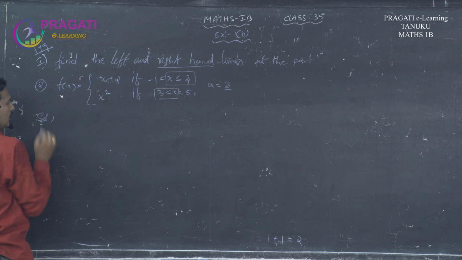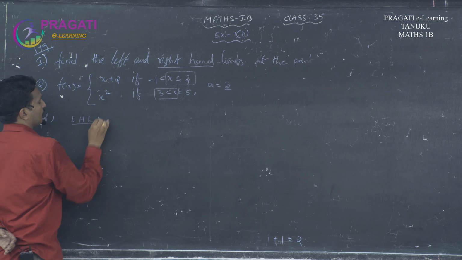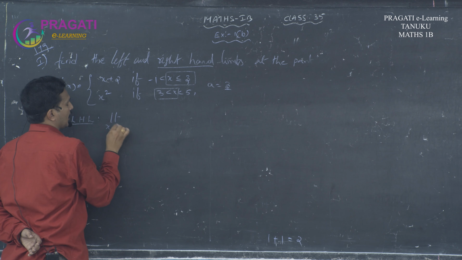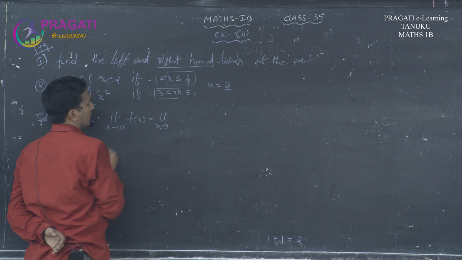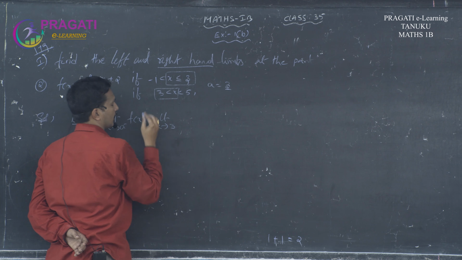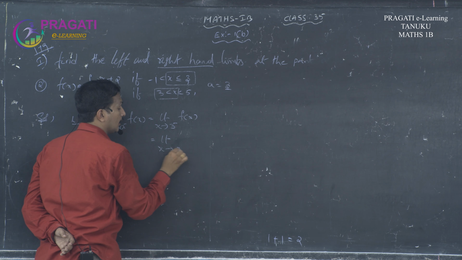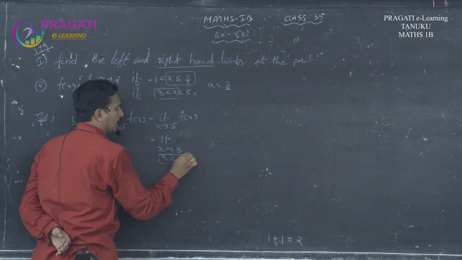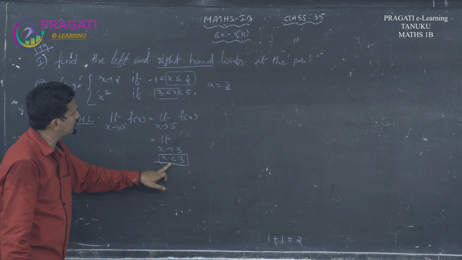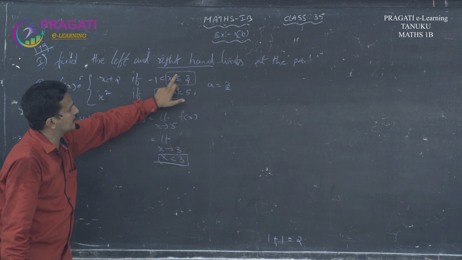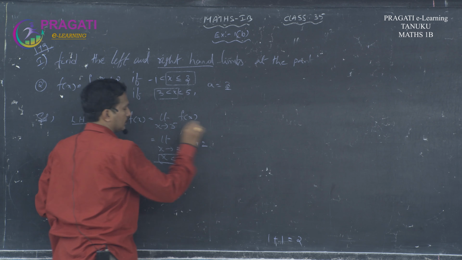Okay, the solution is here. First of all, to write left hand limit. Left hand limit is limit x tends to a minus f of x, that is limit x tends to 3 minus f of x. Here x tends to 3 minus means x tends to 3 and x less than 3. In the first one x less than 3, so the function is taken as x plus 2.